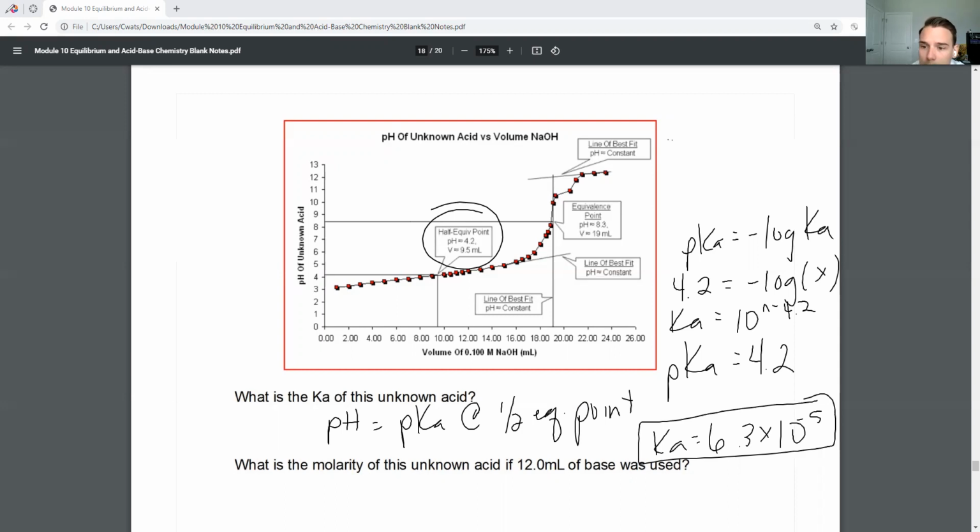So your Ka will be equal to 10 raised to the negative pKa. You can write that down. That's a good equation to have.